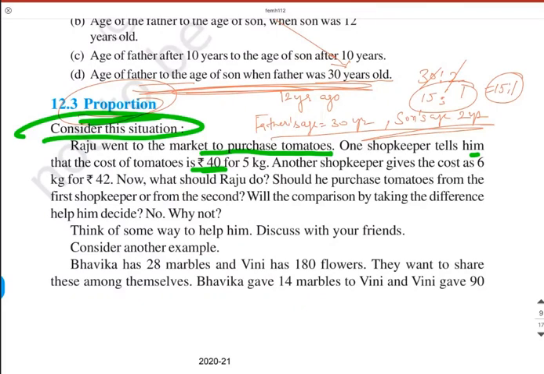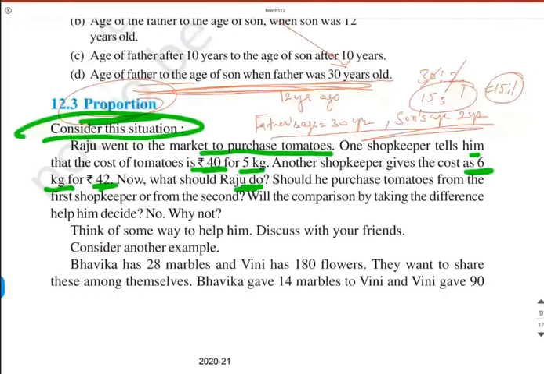40 rupees for 5 kg. Another shopkeeper gave 6 kg for 42 rupees. So now what should Raju do? Where is he getting the best deal? Can you please tell me from your side? Who is getting the best deal? Sir, from the second shopkeeper. Okay, we will see carefully from where he is getting the better deal.